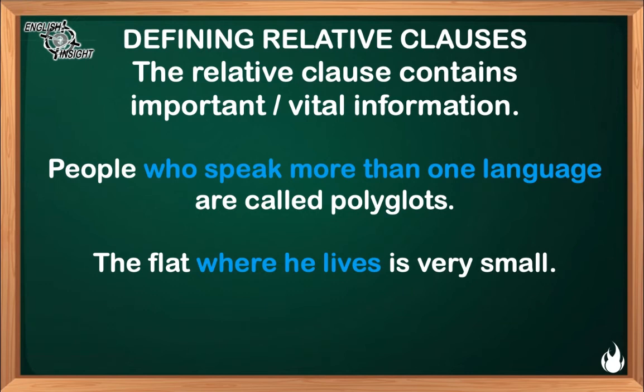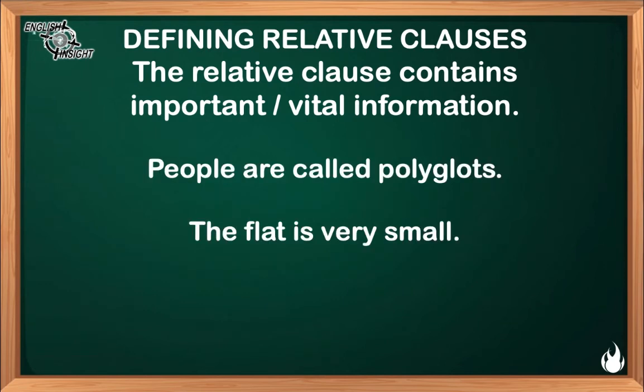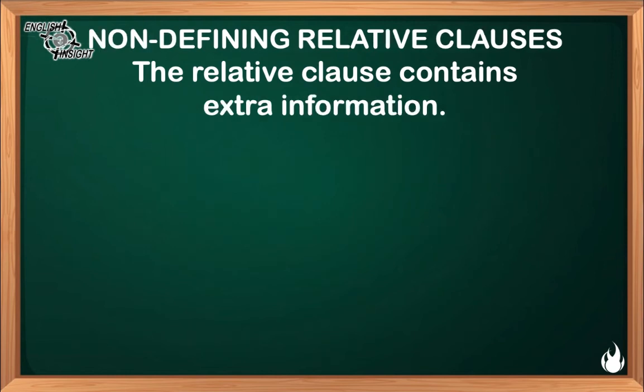Let's see what happens if we do that. People are called polyglots. The flat is very small. It is not clear who we are talking about or what kind of flat is mentioned in the sentence. So that's why they are called defining relative clauses. In non-defining relative clauses, the relative clause contains extra information.